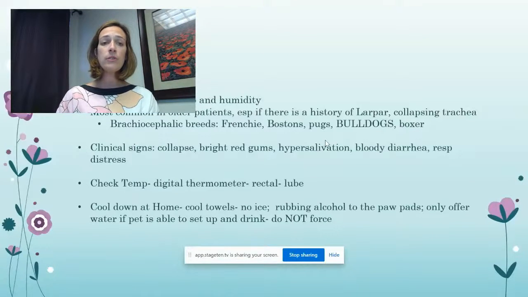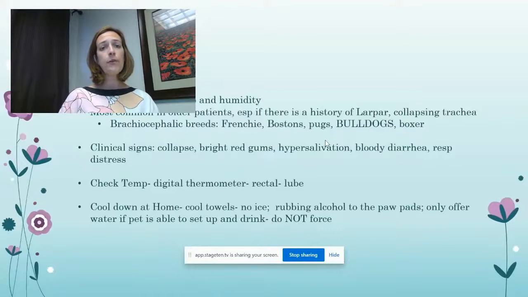So rubbing alcohol works really well on the paw pads of your kiddos. You can even do cool towels. You do not have to do ice. I'm not asking you to ice anything. I don't want to damage the skin, but getting your towels cool water and draping them over the trunks of their body, their armpits, and even their inguinal areas will help to cool them down.